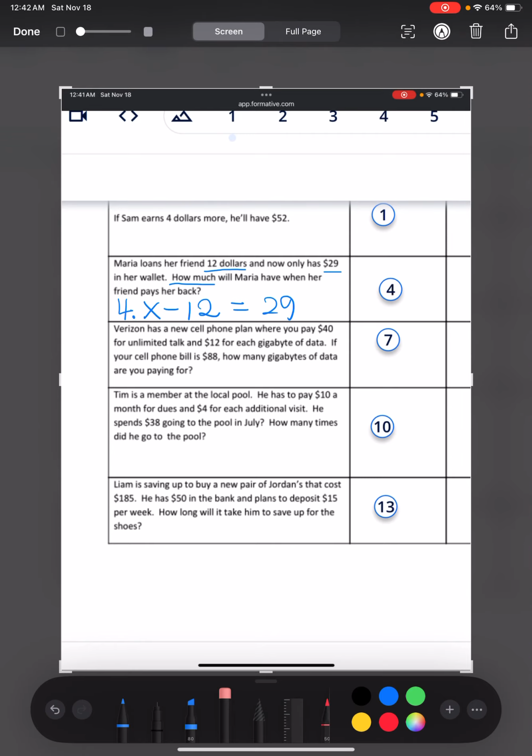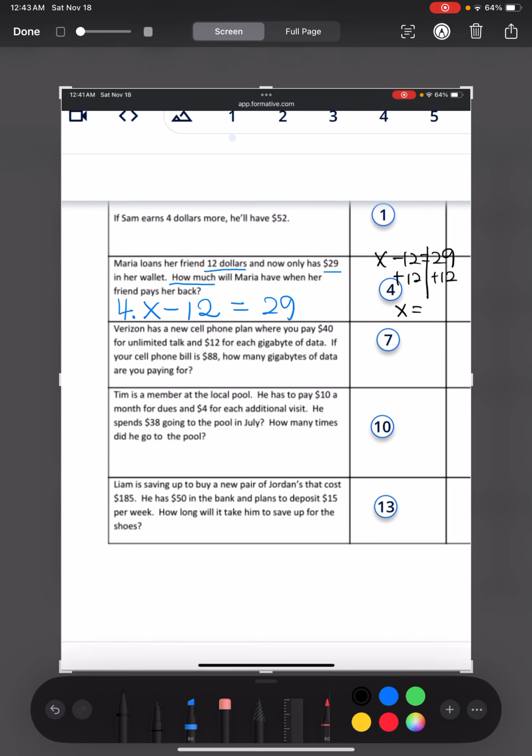Let me make it a little bit, well, I cannot make it smaller. But let me write it over here. So my equation is X minus 12 equals 29. To solve for X, I need to add 12 both sides. So my X value becomes 41.